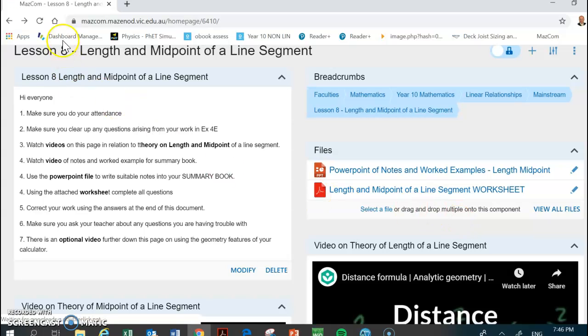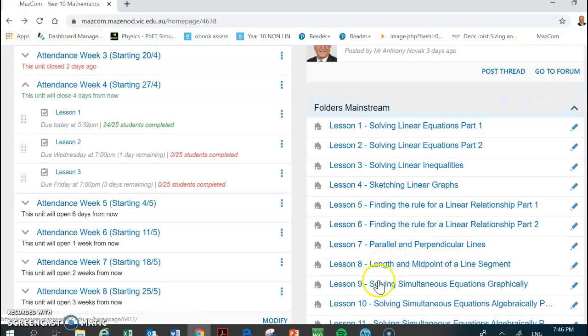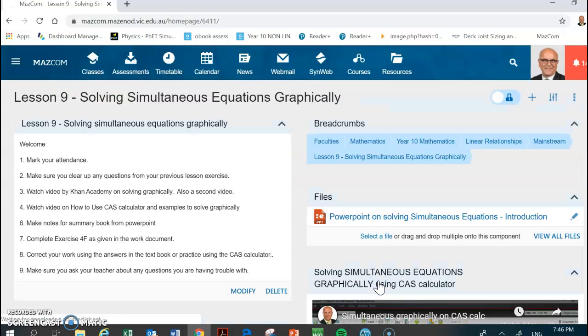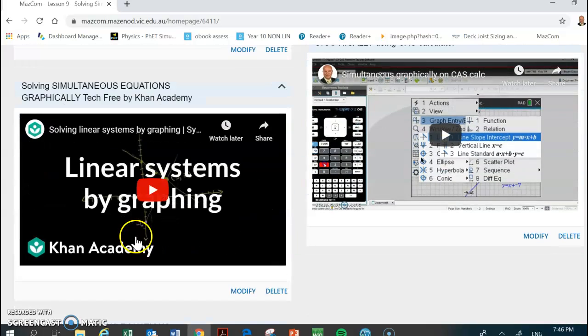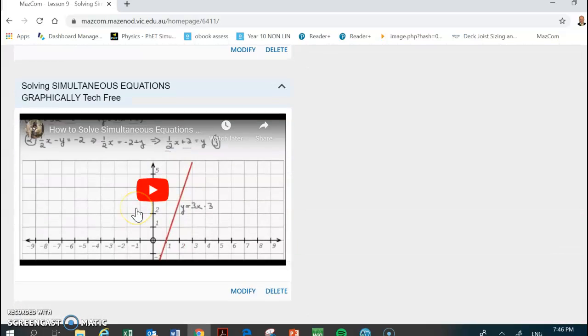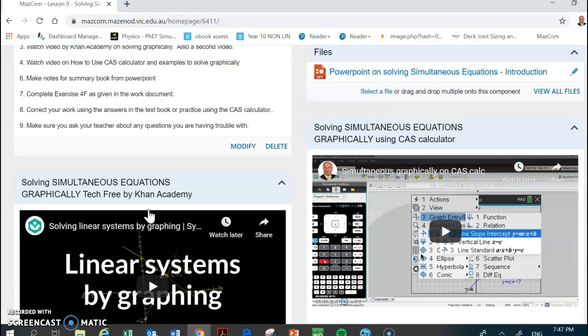The second half of the double, we're going to lesson 9. So lesson 9 is solving simultaneous equation graphically. So again, we have not one but two videos to demonstrate that. Remember, all you're doing is sketching the graphs, which you learned how to do earlier, but you need to do it on a Cartesian plane, so a little bit more precisely. So we're actually drawing it.